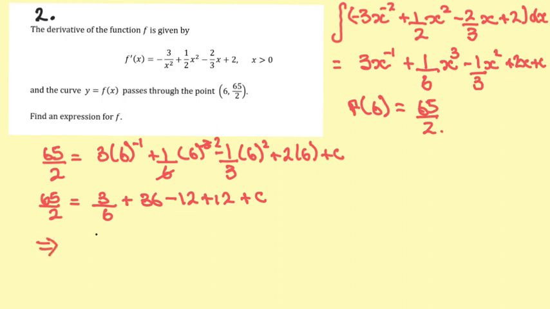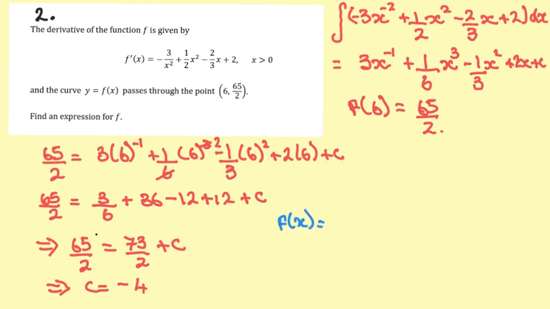Therefore, we get 65 over 2 is equal to 73 over 2 plus c. Therefore, c is equal to minus 4. Don't forget to write the final function. Therefore, f of x is equal to 3 over x plus 1/6 x cubed minus 1/3 x squared plus 2x minus 4.